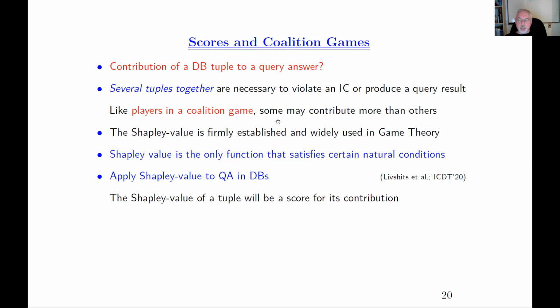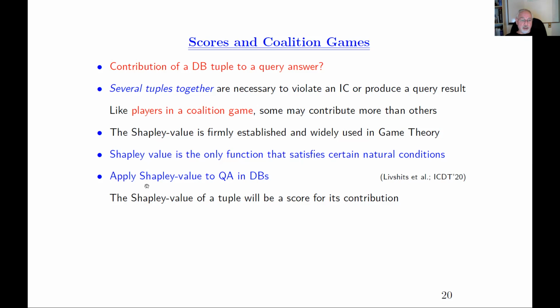We can use, in this context, then, notions from game theory. And the Shapley value is firmly established and widely used in game theory, coalition game theory. There are many applications. It is interesting to emphasize that the Shapley value, introduced sometime in the 50s, 54 I think, is the only function that satisfies certain natural conditions. So it is the result of a set of properties of actions, right?